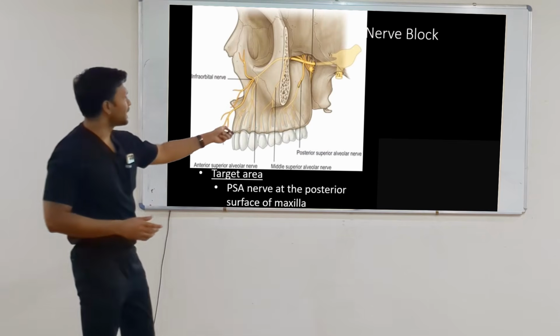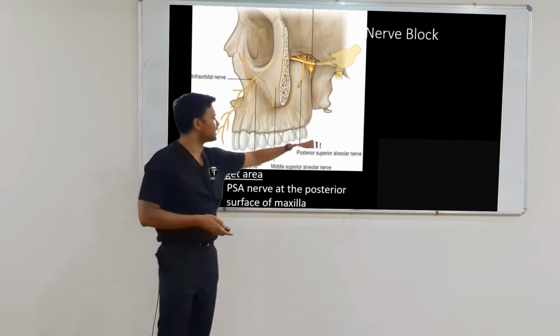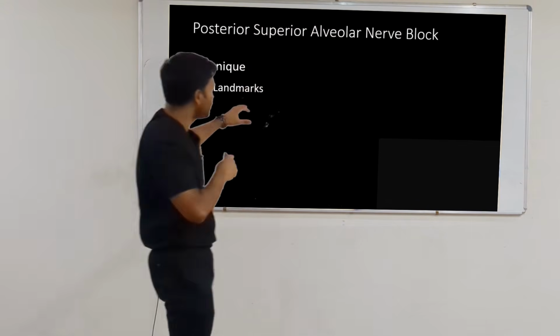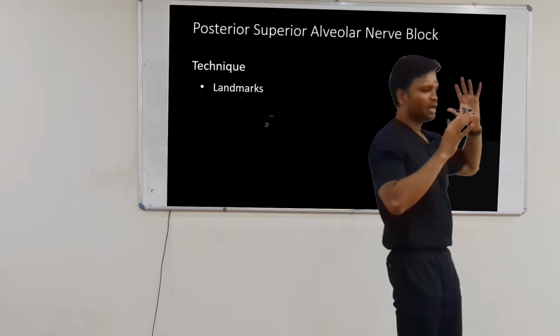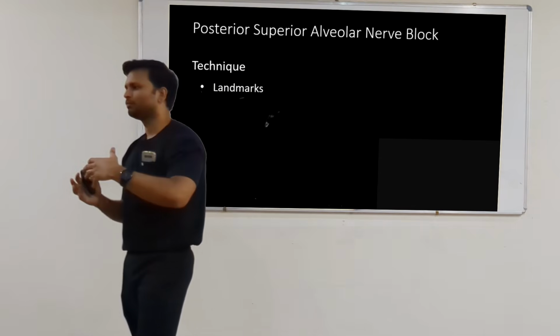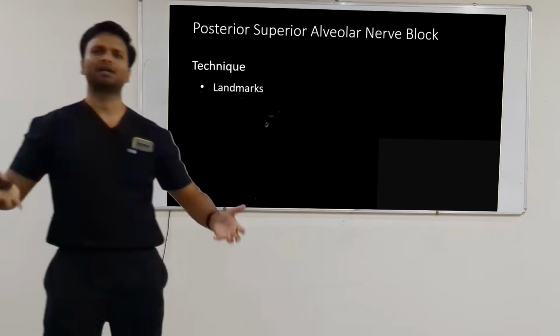So this is your target area, target site, posterior wall of the maxilla. And what are the landmarks? Now, before I talk about the landmarks of PSA per se, you should understand what a landmark is in a nerve block. Before that, in common English, landmark का क्या मतलब होगा?